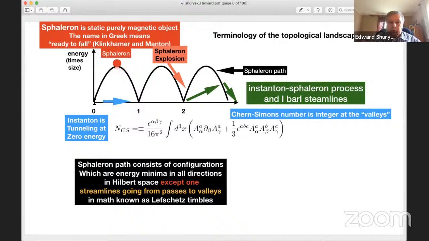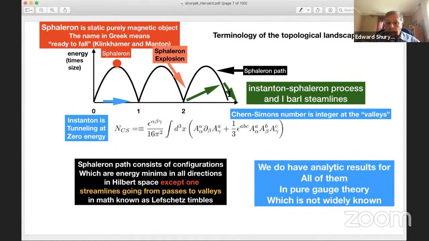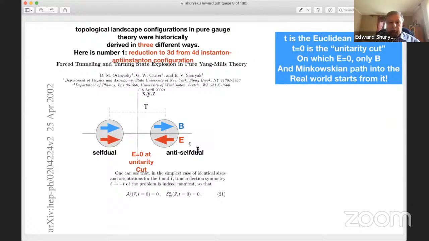Instanton is a tunneling process from one valley to the next. It corresponds to energy zero and it's pure tunneling. That's why it's a Euclidean solution. The sphaleron itself, historically, was just a configuration on the top of the mountain. It's a pure magnetic static configuration of magnetic field, which solves the Yang-Mills equation. If you perturb it, it can roll down the mountain, and that's called sphaleron explosion. We also have this green path, which is called forced tunneling. So we can go to a particular state on the slope, which then explodes and rolls down. All of that has analytic solutions, and this is not very well known. So I will say a little bit about how we get there.